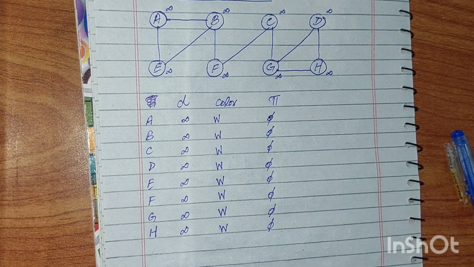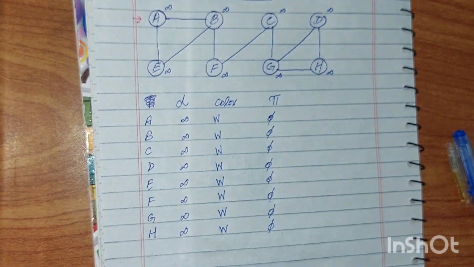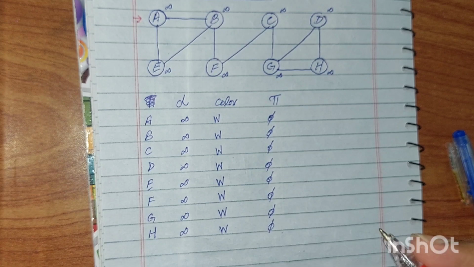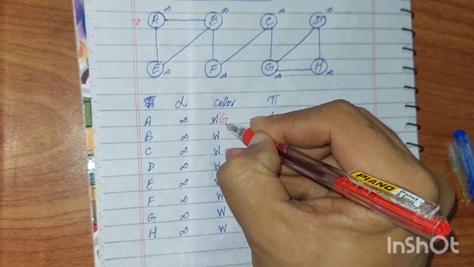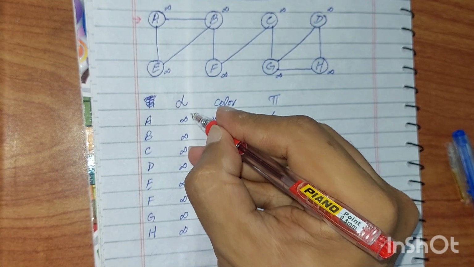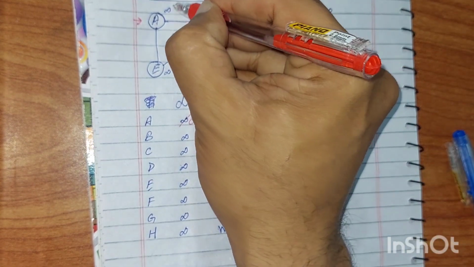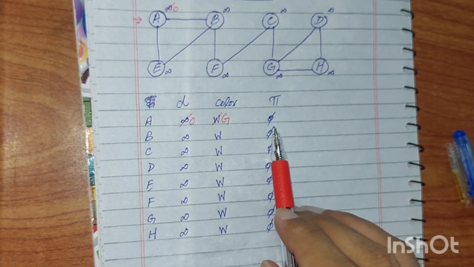After the general initialization, there is another initialization, that of the source starting point. So let's consider A as our source vertex. Its color is marked as gray, its distance is marked as 0, and its parent is marked as nil.